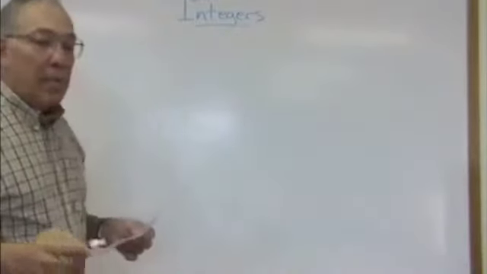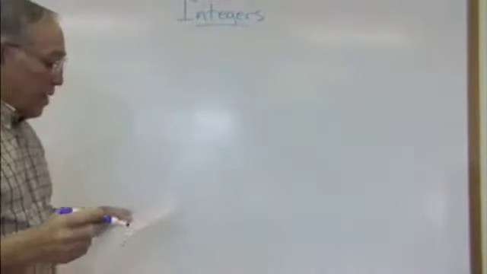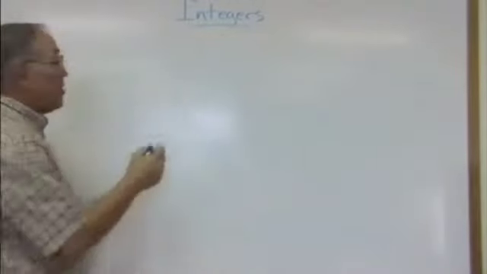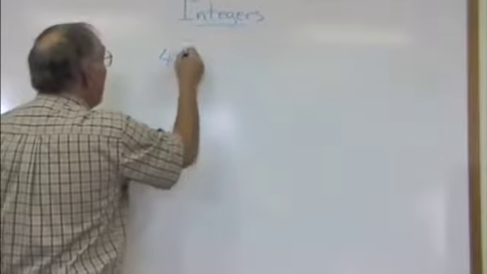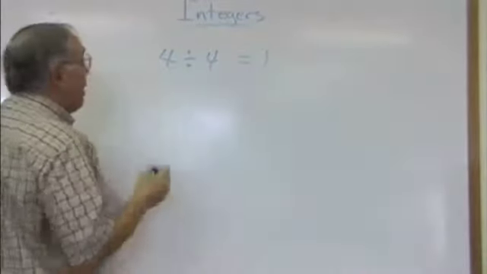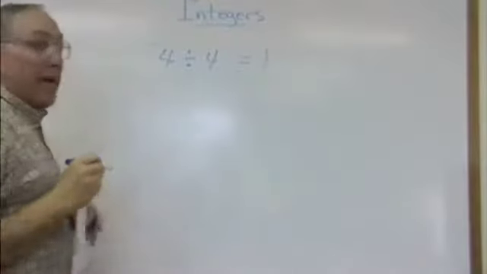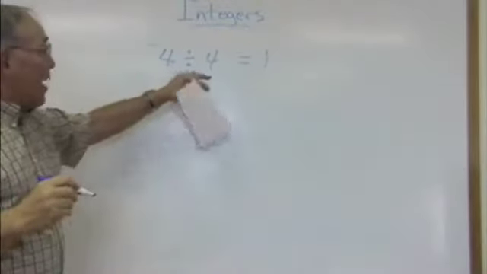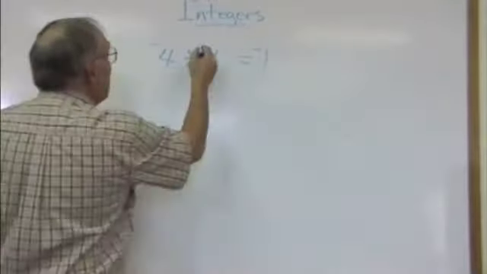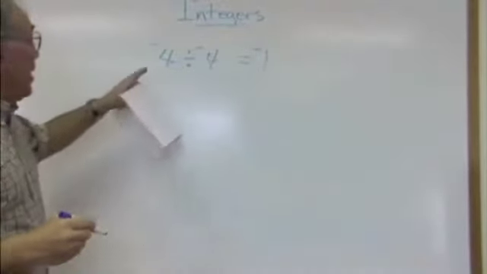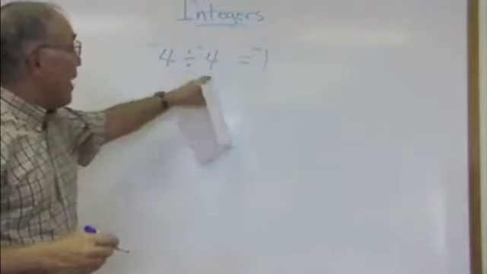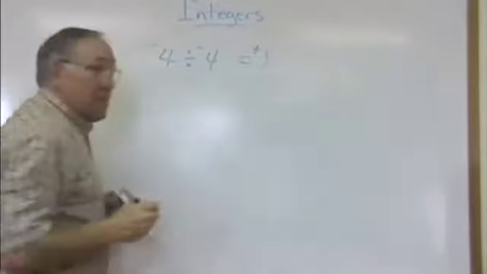Okay, a couple of last things before we leave integers. Remember that any number divided by itself is 1. So if you have 4 divided by 4, the answer is always going to be 1. If that's a negative 4 divided by a positive 4, one bad apple, the answer is going to be negative. If it's 2 negatives, the same sign, negative 4 divided by negative 4, a negative divided by a negative is going to be a positive.